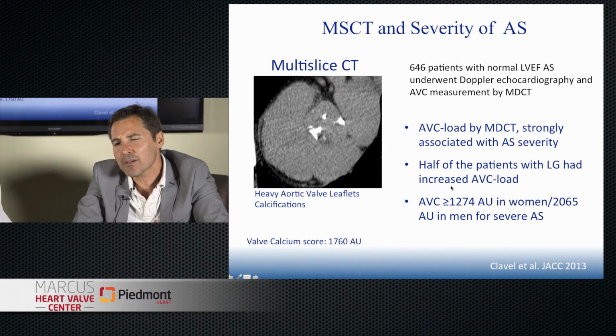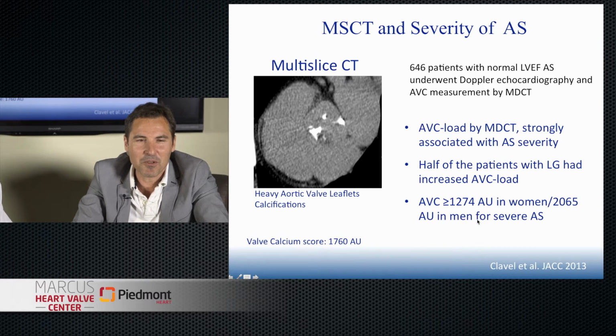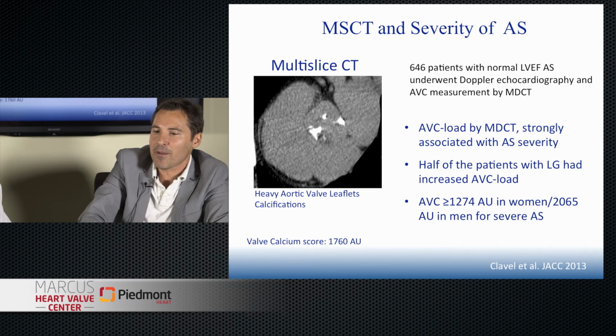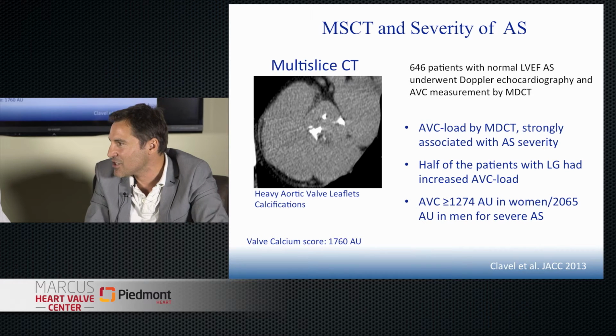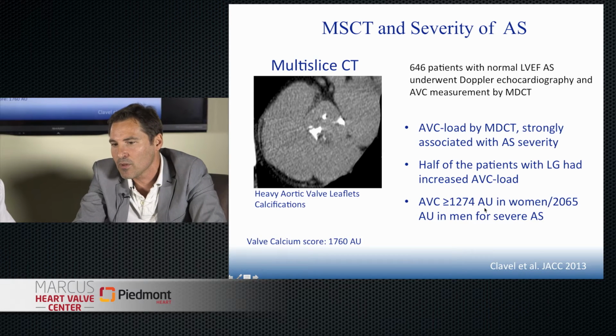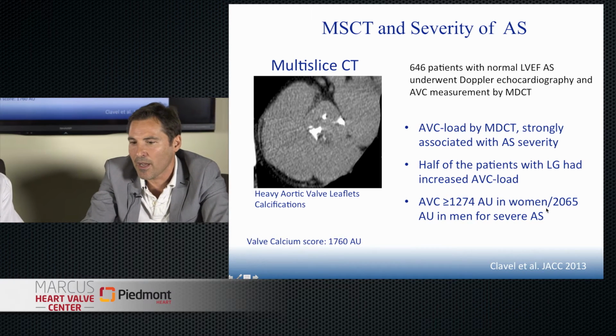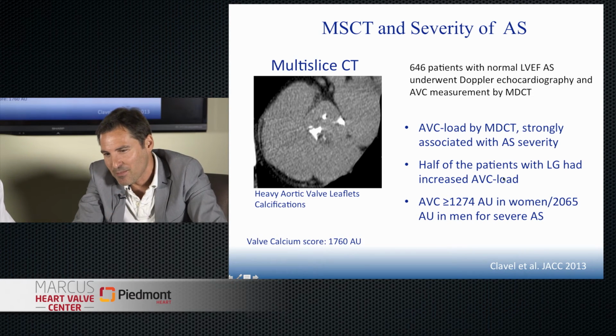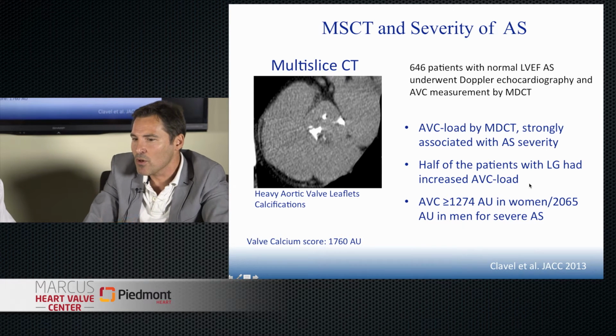And if we look at the literature, there is something very interesting, because maybe the pathophysiology of AS in women and men is absolutely different, with more fibrosis in women and more calcification in men, because the cutoff associated with severe AS is clearly different, lower in women and higher in men. But in some studies, what was of interest was this point: half of patients with low gradient had an increased AVC load. So with MSCT, you can measure the calcium score or the calcium load, and you can estimate the severity of AS.